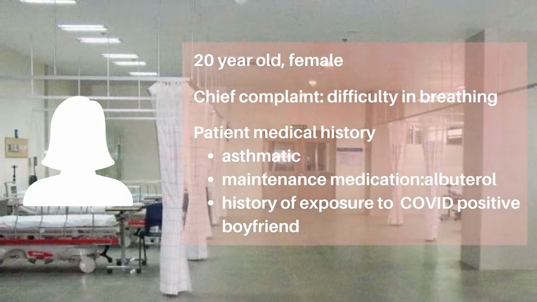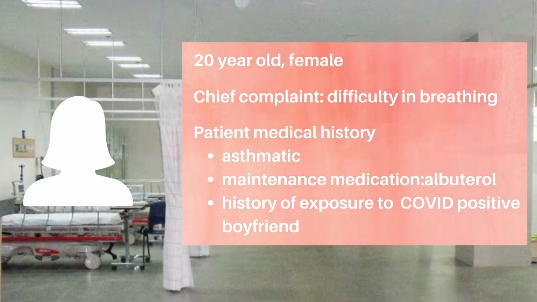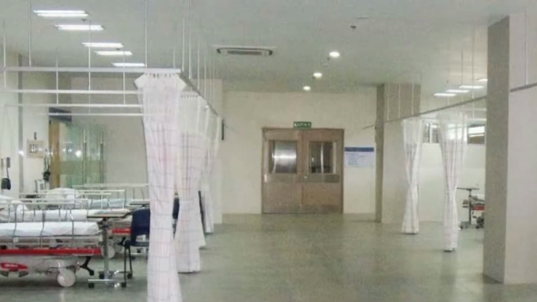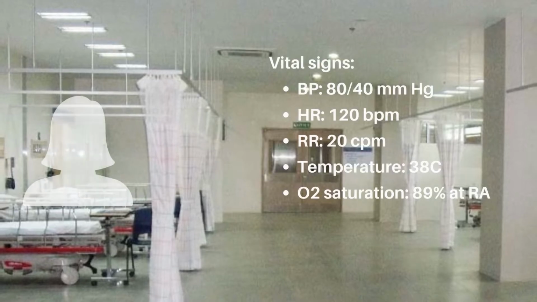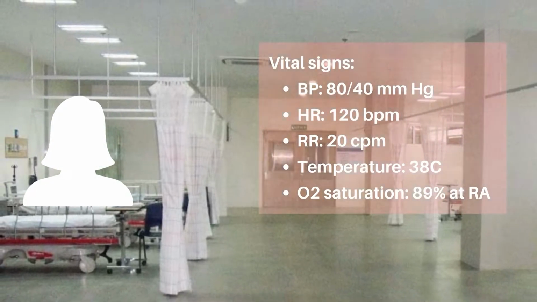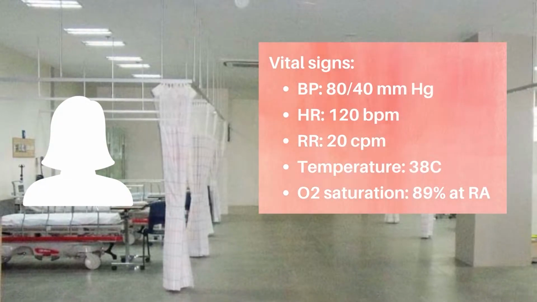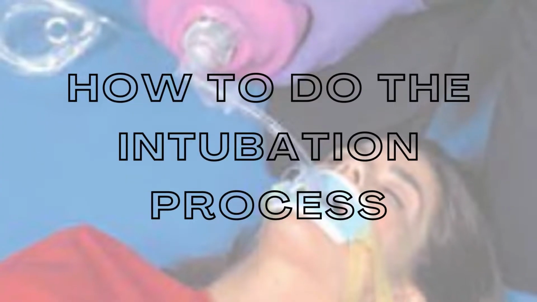Patient was a known asthmatic with maintenance medication of albuterol. Patient has a history of exposure to a COVID-19 positive boyfriend. Vital signs were the following: BP of 80/40 mmHg, pulse rate of 120 beats per minute, a respiratory rate of 20 cycles per minute, temperature of 38 degrees Celsius, an O2 saturation of 89% at room air. How to do the intubation process?